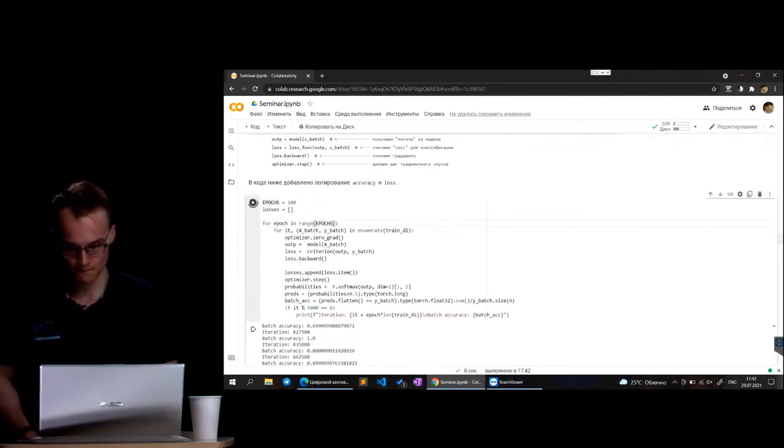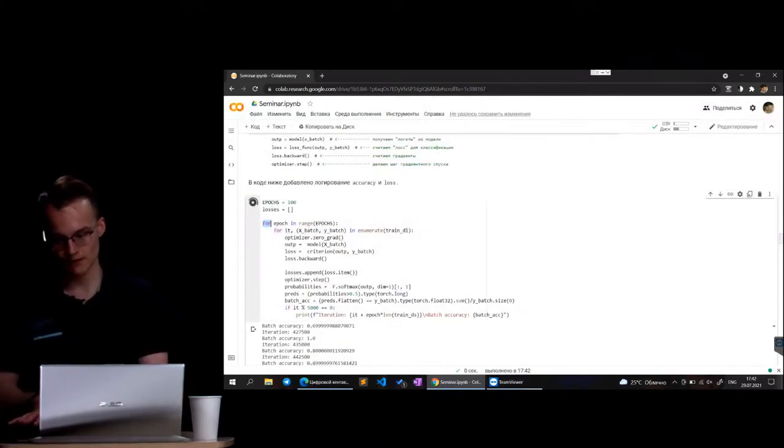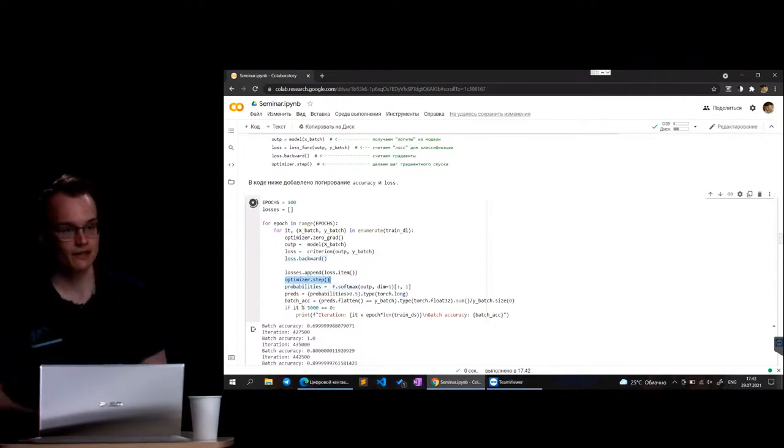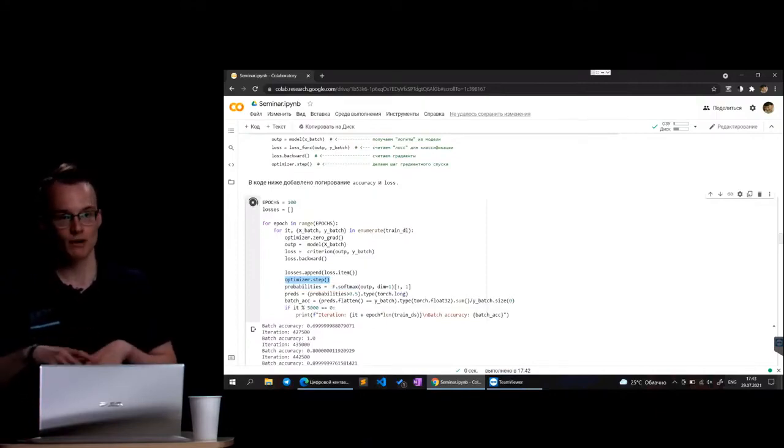We will iterate here by epochs. And in every epoch, we will iterate in a train data loader. So first we will zero the gradient, then calculate the output of our model, calculate the losses function, make a backward pass. Now we got the gradients for our parameters. We call optimizer.step, and then when we make it, it goes through all parameters of our model again and updates all the weights, checking the gradient.